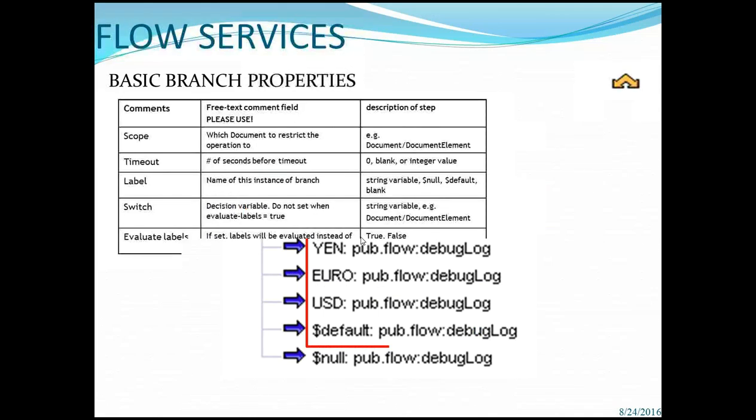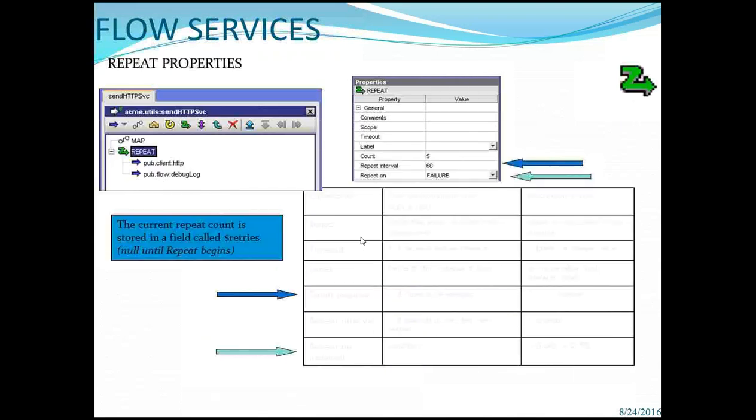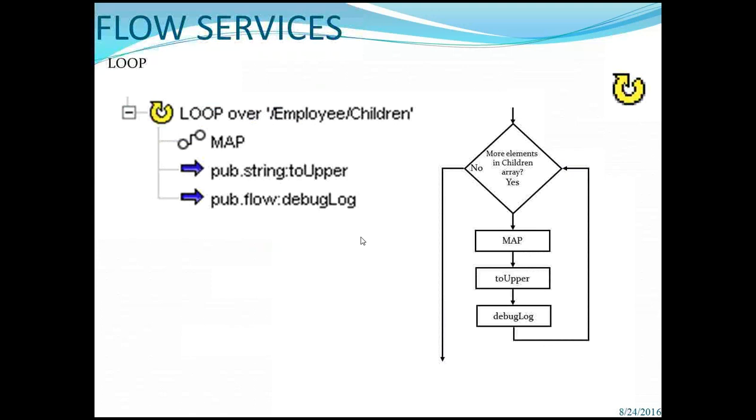Branch, completed, repeat also, and then loop. So yesterday we checked on the loop. What is the importance of input? When you use the input array and output array, there is one more variable, the $loop variable.